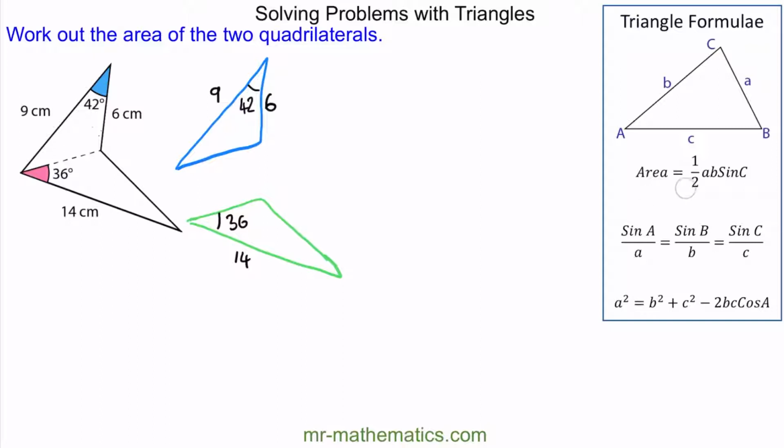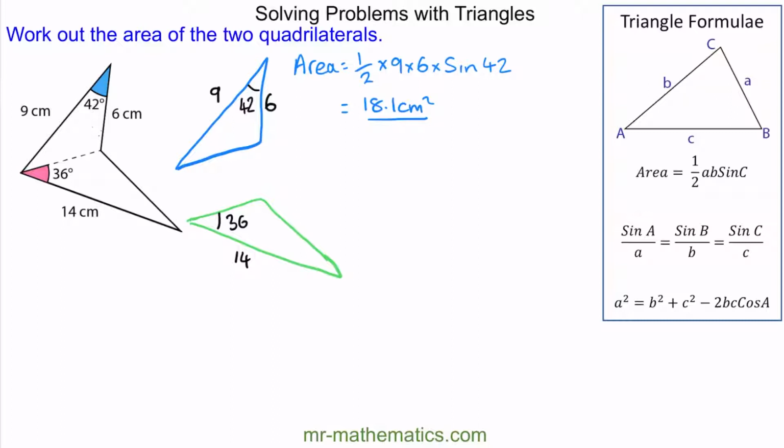And if we look at the area rule, we have 1/2 ab sine C. Well, here is length a and length b, and you can see the angle C is between them. So all we need is an angle between two known lengths. So to work this out, we can say the area is 1/2 of the 9 times the 6 times the sine of angle A, which is 42 degrees. And when we work this out on a calculator, we get 18.1 centimeters squared to 1 decimal place.